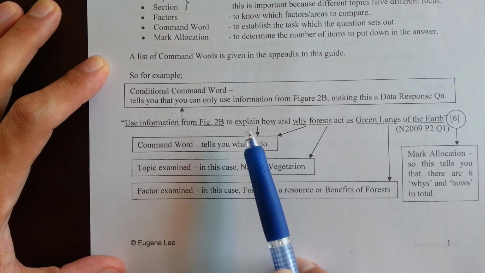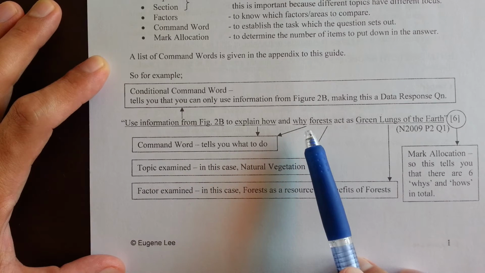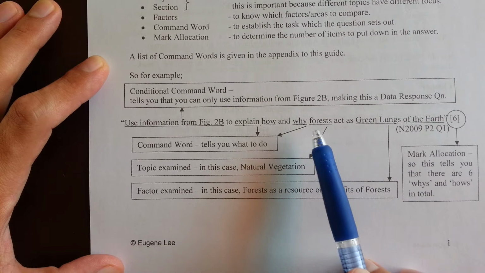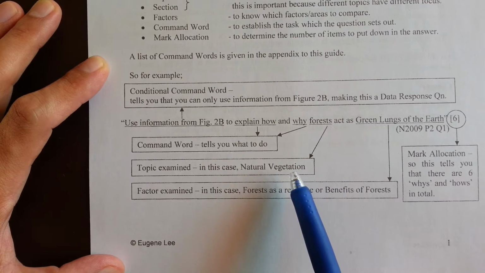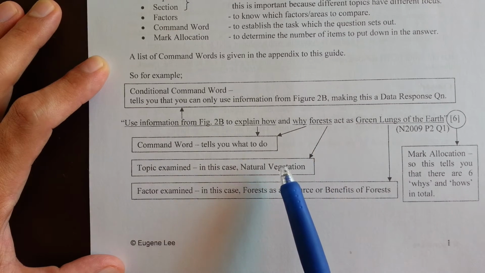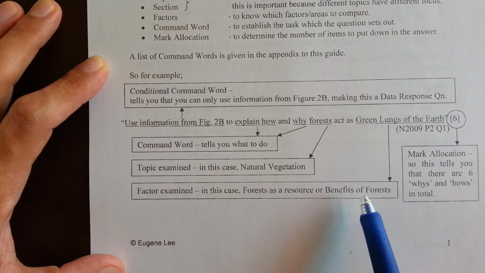The command word here is explain. So this word tells you what to do. You need to explain, give reasons for. This also tells you in this question that it is a topic on forests. So the topic tested is forests. Within the topic of natural vegetation, you realize that there is a subdivision called green lungs of the earth. So this is the factor that is being discussed.